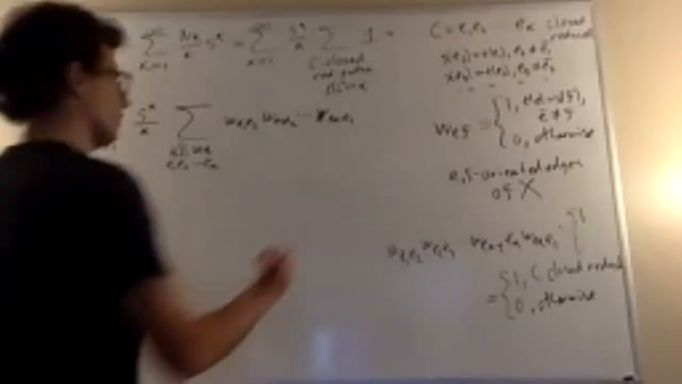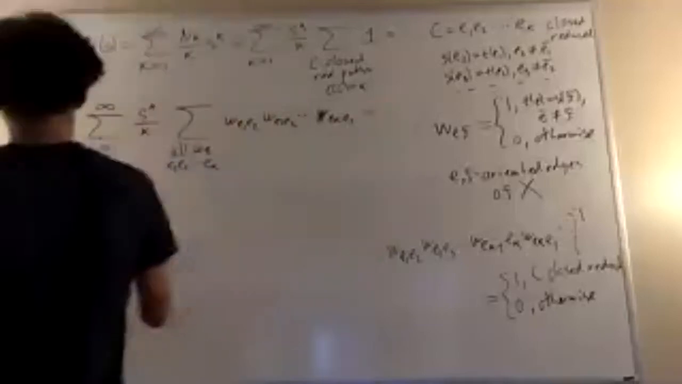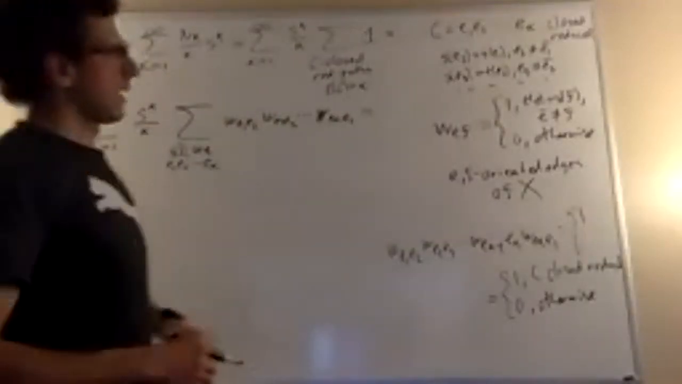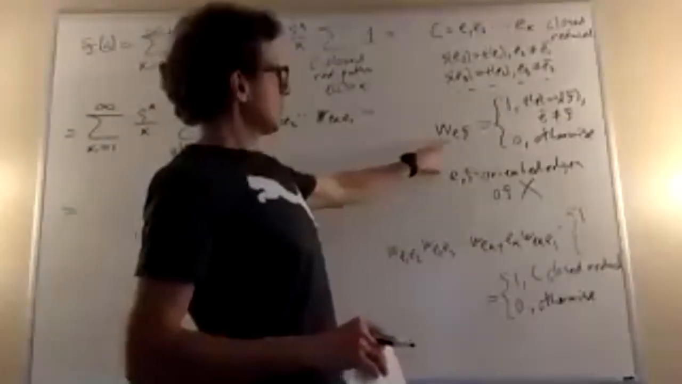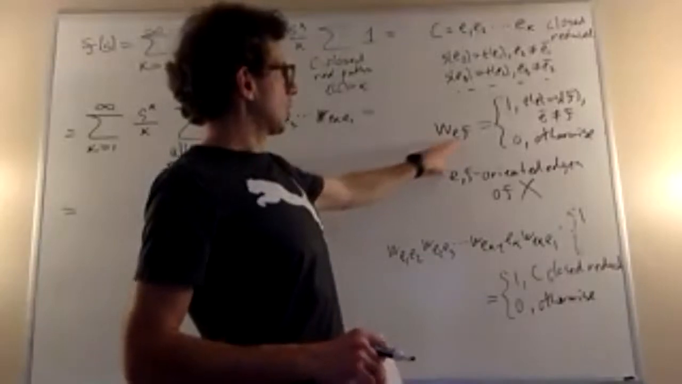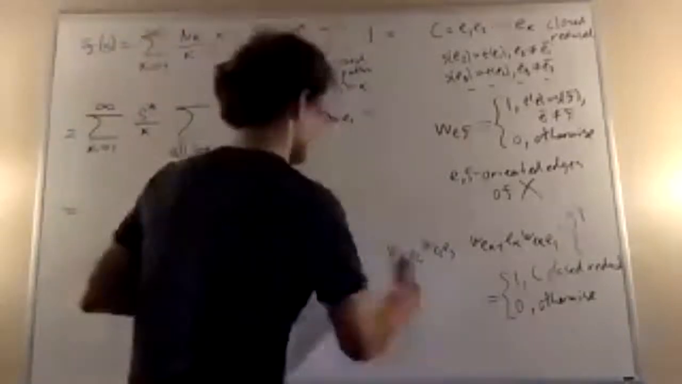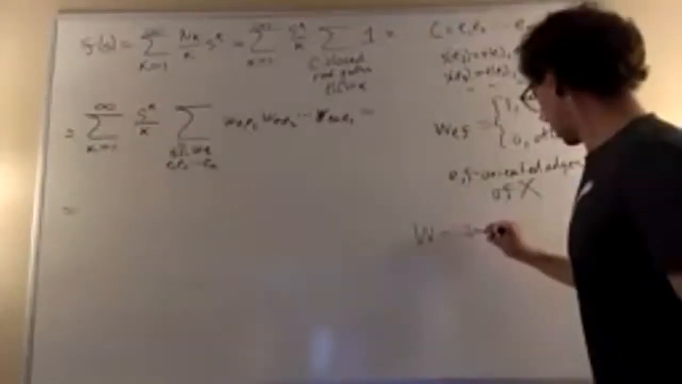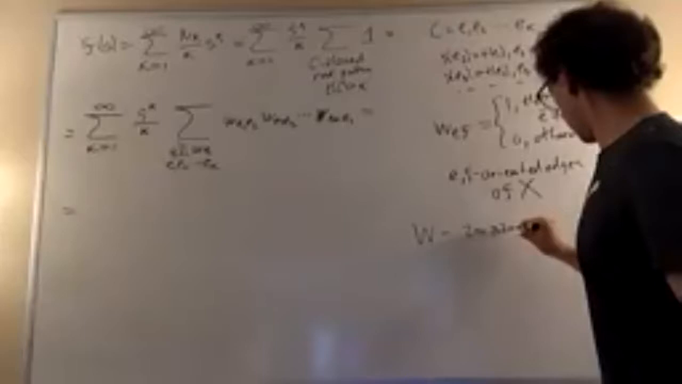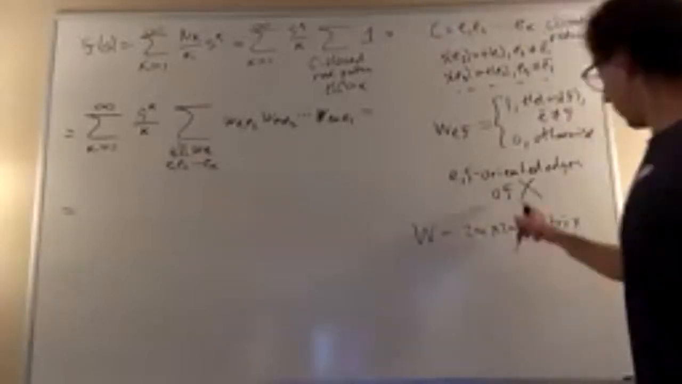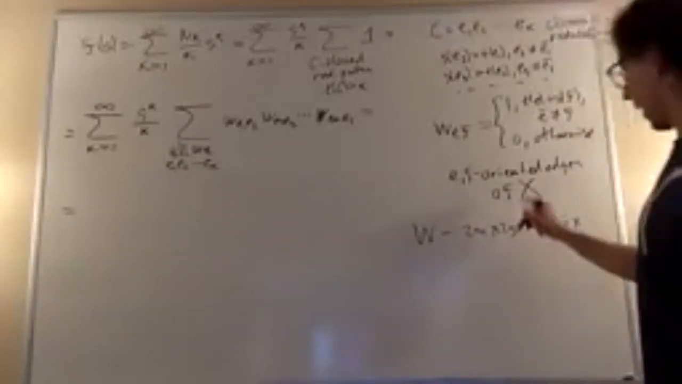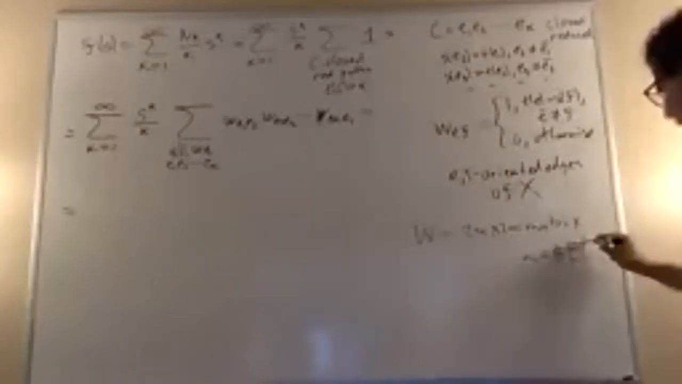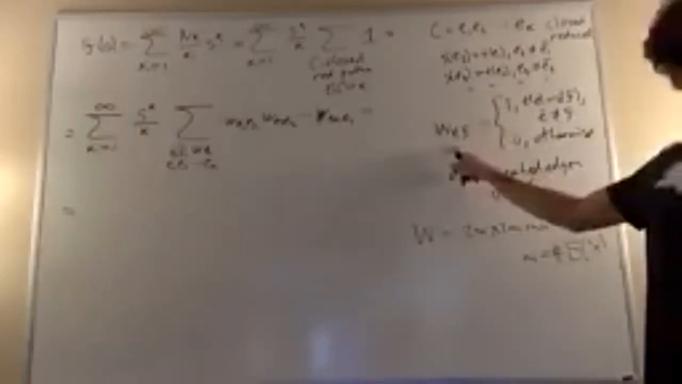Okay, and now here's the wonderful trick. This W has two entries, which are oriented edges. So here's what I'm going to do. I'm just going to take a matrix. W is going to be a 2m by 2m matrix, where m is the number of edges of X, whose entries are precisely these numbers.